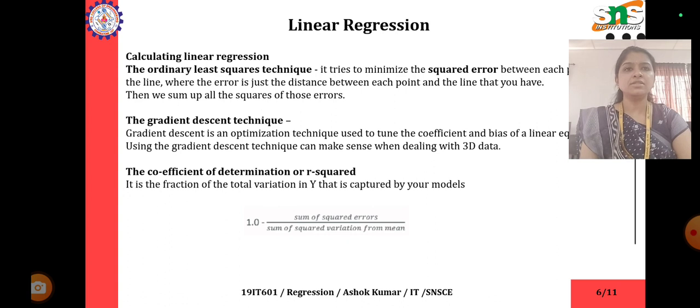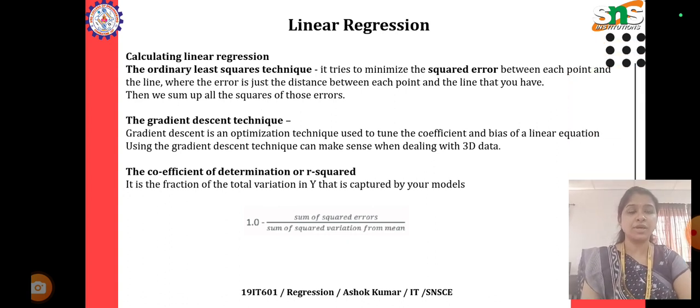The ordinary least squares technique tries to minimize the squared error between each point and the line, where the error is just the distance between each point and the line that you have. Then we sum up all the squares of those errors. The gradient descent technique: gradient descent is an optimization technique used to tune the coefficient and bias of a linear equation. Using the gradient descent technique can make sense when dealing with 3D data.